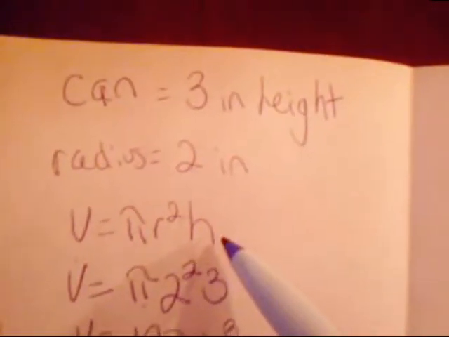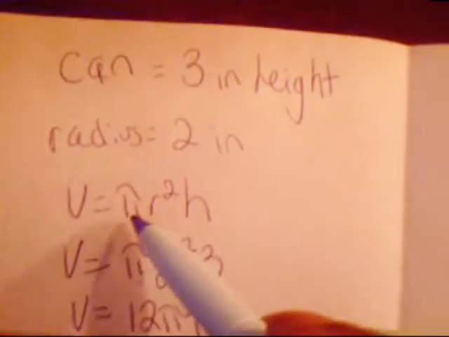For example, over here, guys, I've got a can. The can is 3 inches in height, and the radius is 2 inches. So the only thing that we have to do is substitute into our formula to find out what the volume of the can actually is. You see I wrote my formula, V equals pi r squared h. Everywhere I saw r, which stands for radius, I substituted in 2, and everywhere I saw h, which stands for height, I substituted in 3.